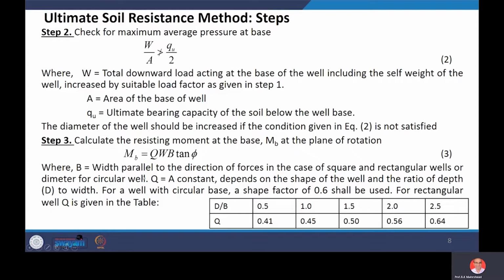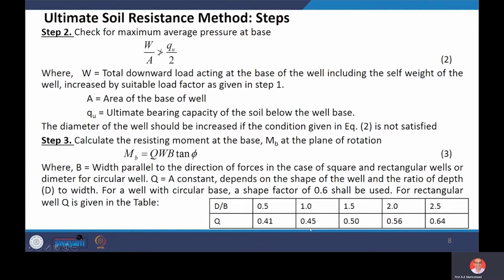So in the square case you can have width or length the same, but in the rectangular case it will be the width parallel to the direction of forces. And if you have a circular well, then B should be taken as the diameter of the circular well. Q is a constant which depends on the shape of the well and the ratio of the depth to width B. For a circular base, a shape factor of 0.6 shall be used, but for rectangular wells, Q depends on the D by B ratio, and this value of Q lies between 0.41 to 0.64, depending on D by B.